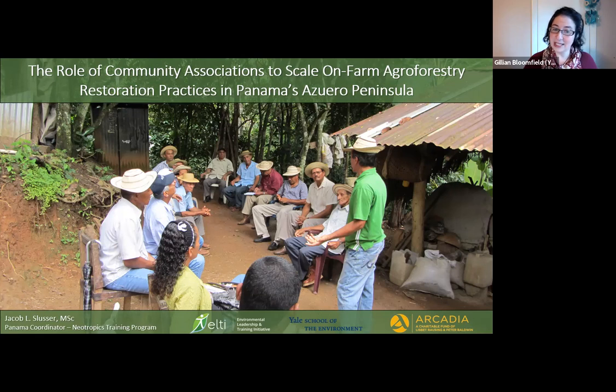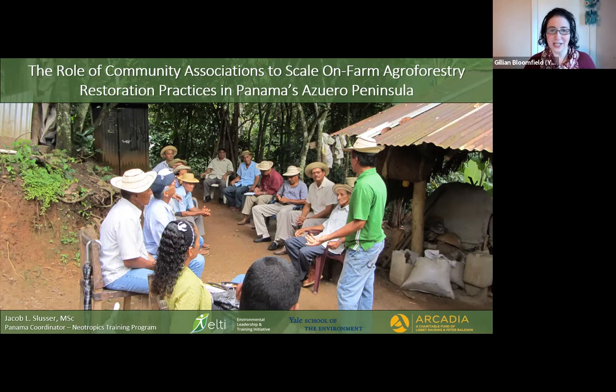So today's presentation, the full title being The Role of Community Associations to Scale On-Farm Agroforestry Restoration Practices in Panama's Azuero Peninsula. And it's presented today by our speaker, Jacob Slusser. Jacob is an ELTI affiliate based in Panama.